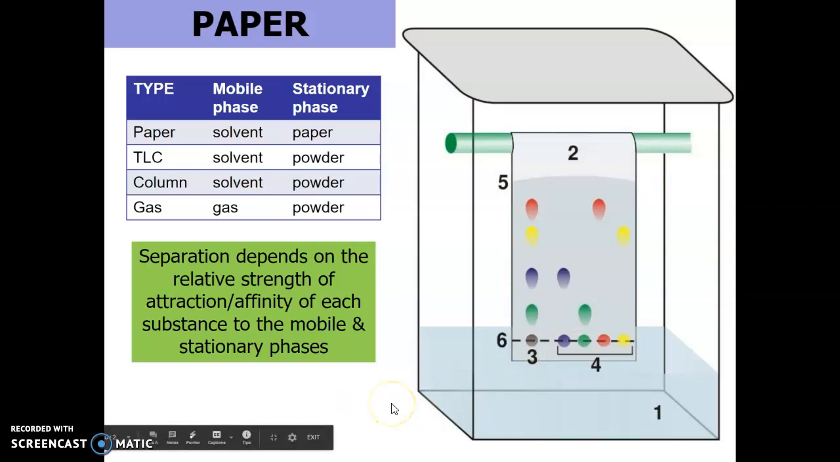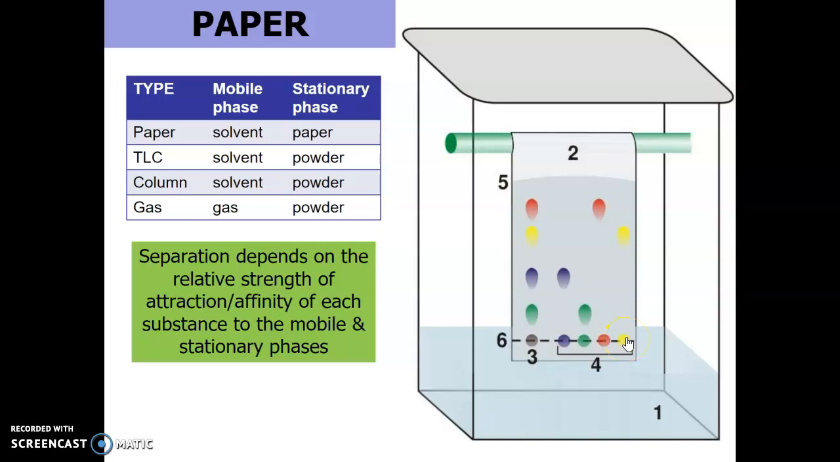Now, what can you deduce from a chromatogram? Well, I can deduce that those 2 substances are the same. Those 2 substances are the same. Those 2 are the same, and those 2. So that tells me that my mixture 3 contains all of these substances.